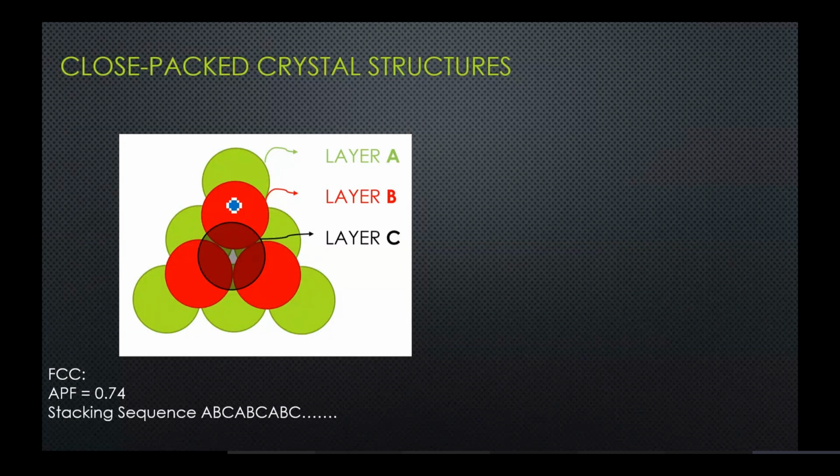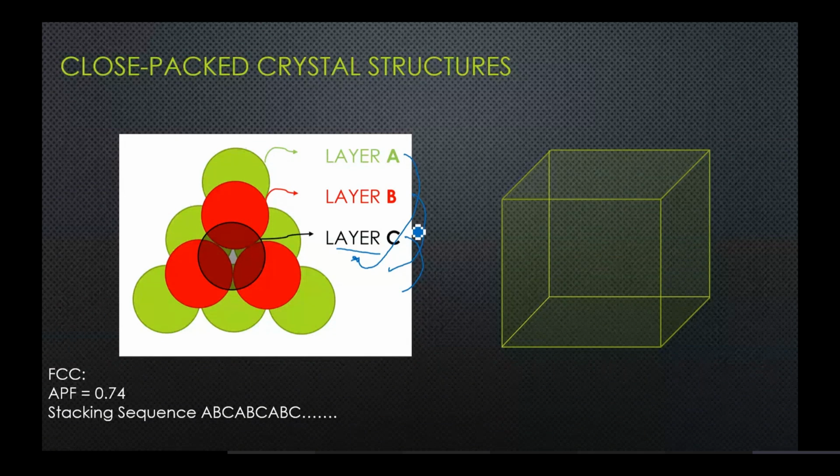So in FCC, the stacking sequence is ABC, ABC, ABC. Now the layer on top of layer C would again be layer A, then layer B, then layer C. So this is how the stacking sequence in FCC continues. Let us see in a unit cell how these atoms are arranged. Since all these layers would not fit into a unit cell, you'll not be able to see the complete layers, especially for layer C.